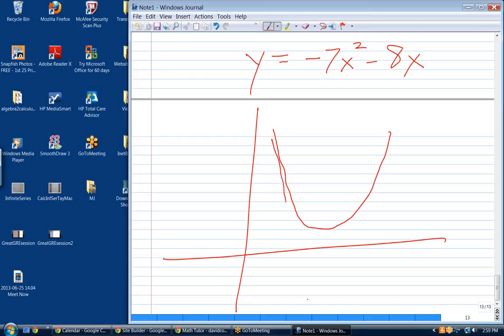Not here. That's got a positive slope. That's got a negative slope. That's a negative slope. There's a positive slope. There's a positive slope. There's only one place. That's at that vertex.